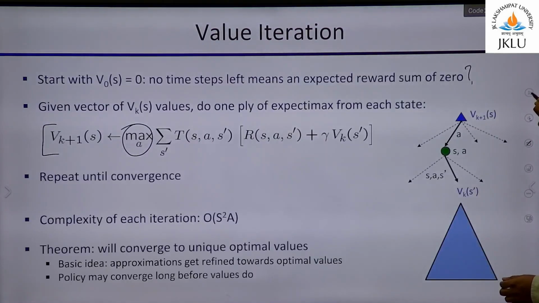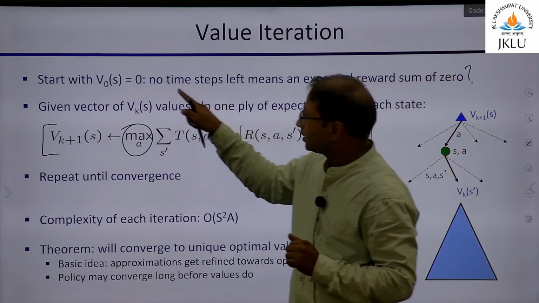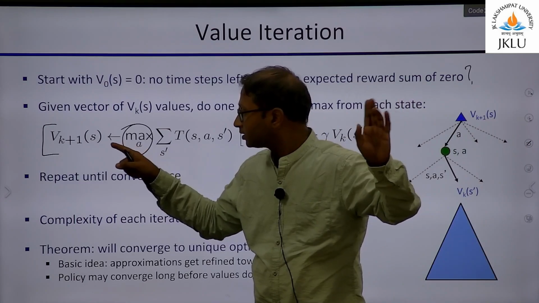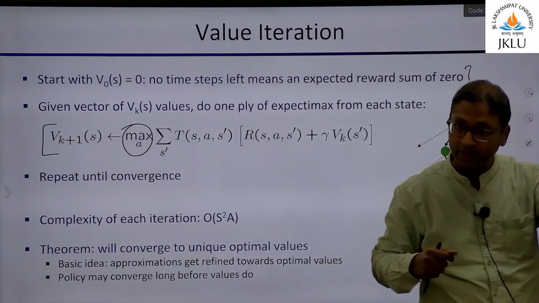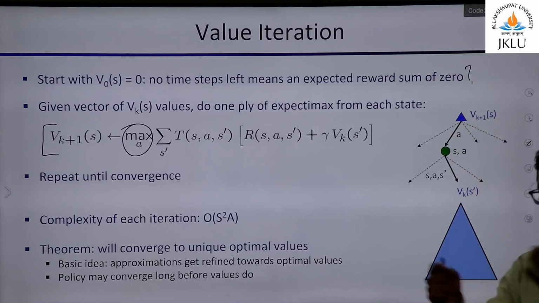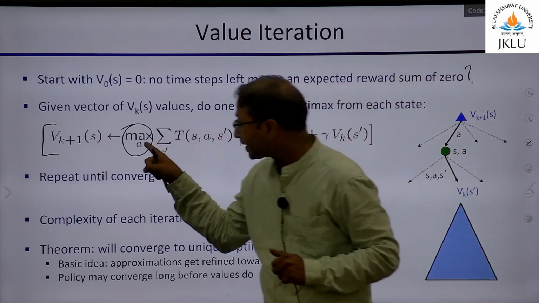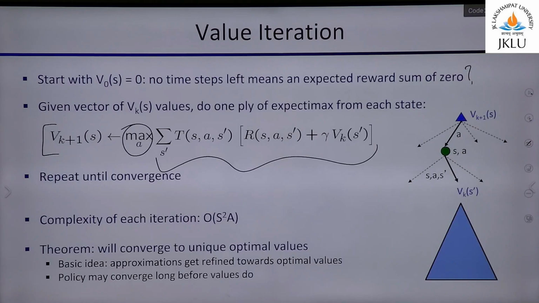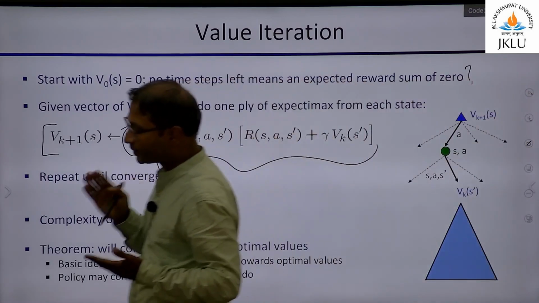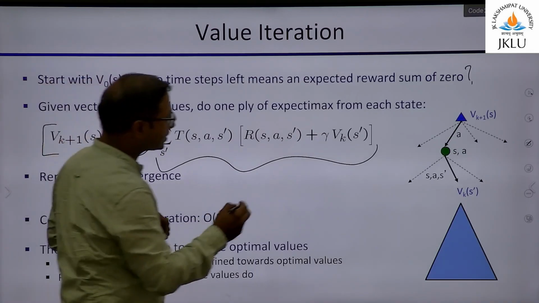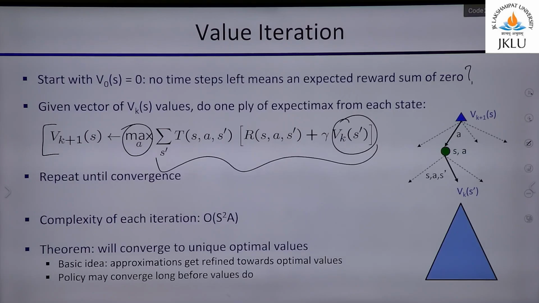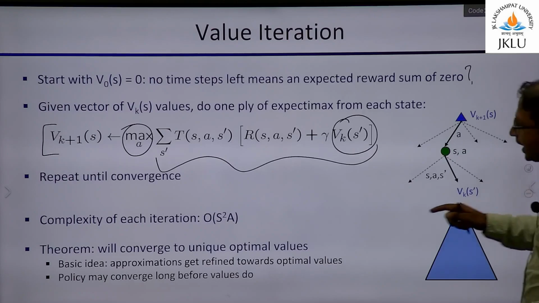So now coming back to this. Given vector of Vk values, do one ply of expectimax from each state. So वहां पे अपन क्यों पहुंचे थे? Because for Vk plus 1 of s you can still have many values. If you go north, you may have a different V star. If you go east, you can have a different value, and so on. So you maximize, you take that action which maximizes this quantity and put that into Vk plus 1, basically same as Bellman equations, but you have written it in a different manner. In this case, you are writing Vk plus 1 in terms of Vk. You have turned those equations into an algorithm, that's it. And repeat this until convergence.